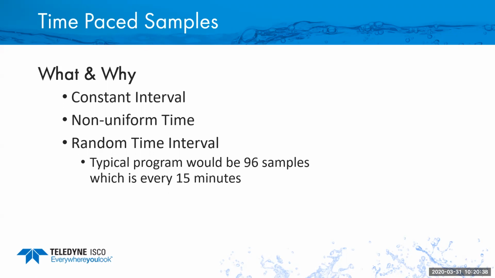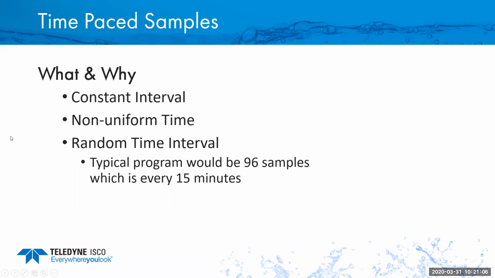The next one is non-uniform time. Non-uniform time is when, for example, my first 5 samples I want to take every hour, so 1 o'clock, 2 o'clock, 3 o'clock. Then at 3 o'clock is when I get most of my flow, so at that point I want to start taking samples every 15 minutes. So I want to take one at 3:15, 3:30, 3:45, 4 o'clock, 4:15, and so on. So you actually enter the times that you want to take the samples.